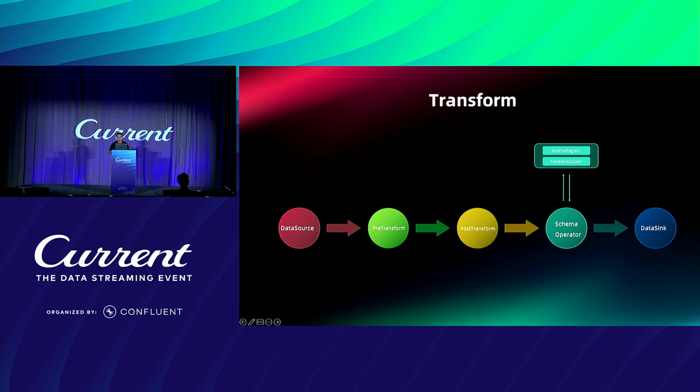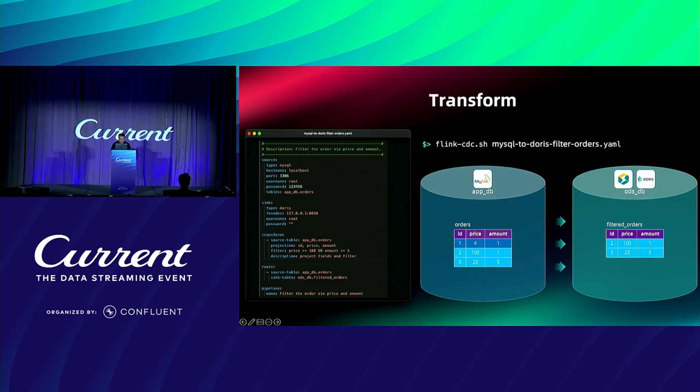The last use case is that the user wants to do some transformation, like column projection and filtering with given conditions. In this use case, you can write a SQL-like projection expression and filter expression in your YAML file. It's pretty easy if you have written any SQL job before.